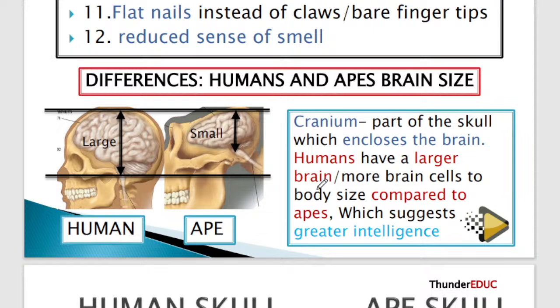Yes, humans have a larger brain or more brain cells relative to the body size. Whenever you are talking about the brain cells, you must relate it to the body size. Because if you don't compare it to the body size, then you won't get it right. Yes, it must be compared to the body size. So compare the body size, and that leads to higher intelligence. The more brain cells you have, the higher the intelligence you're going to have.